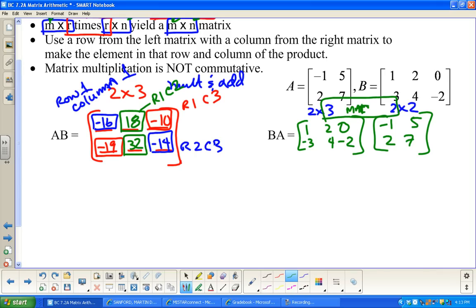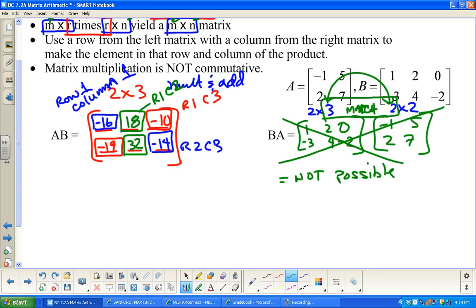Well, as most of you I think are seeing, a 3 and a 2, those don't match. Can't do it. Not possible. No solution. And you can't fool me, Mr. Sanford. We can't do that. Okay? All right, so that's done. Okay, I can't do B times A.